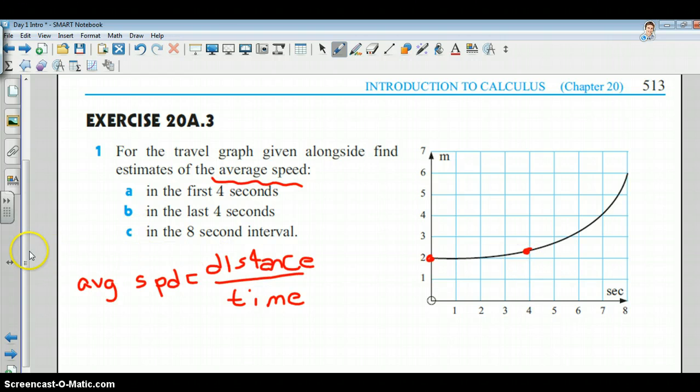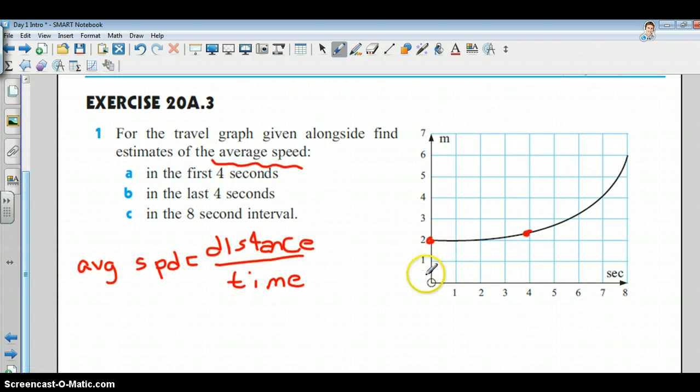If I wanted to write this out as in the slope formula, then I could use the 2 points, 0, 2, and 4, 2.3, and find the slope. I'm going to do the same thing in the last 4 seconds. From here, 4 to 8. Again, I can tell how much distance I've traveled, starting here and then moving up to here. Look at my y distance in meters, and then I've traveled again for 4 seconds.